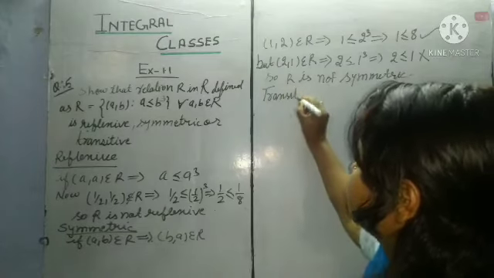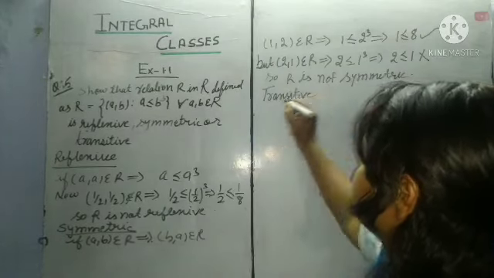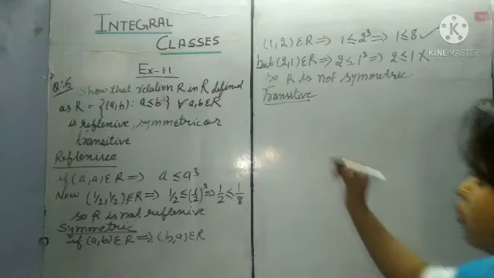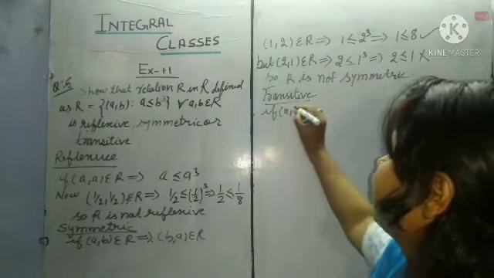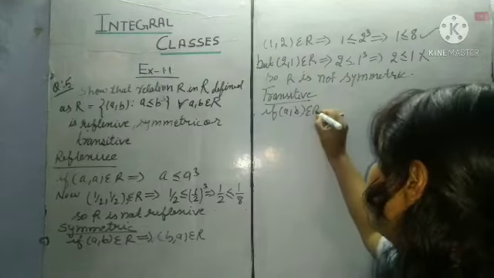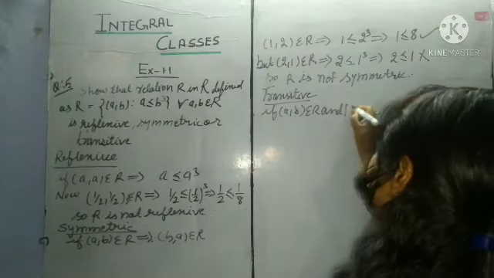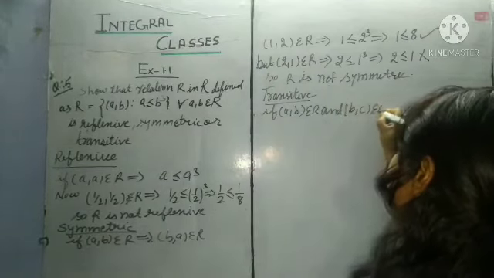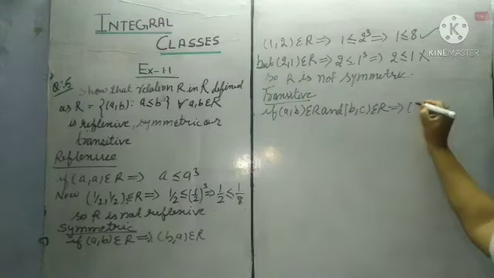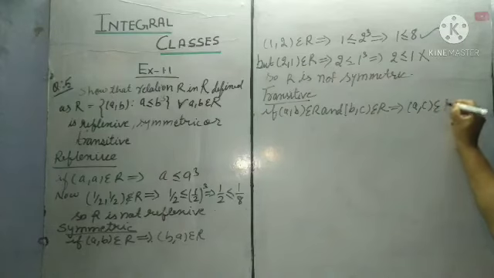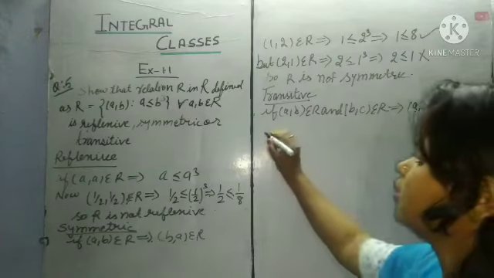Transitive, we will consider here 3 numbers. So what is the condition of transitive? If (a, b) belongs to R and (b, c) belongs to R, then it implies that (a, c) should belong to R.